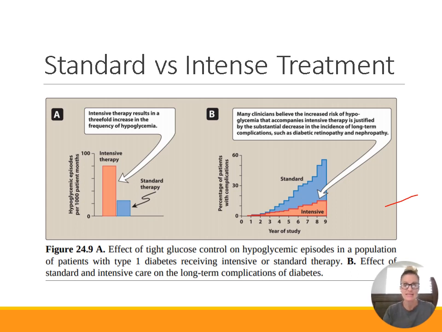Okay, that is it for insulin. I will come back with part 2 to look at other parenteral or other injectable agents that we use for diabetes, like the GLP-1 agonists, as well as oral diabetes medications like metformin.